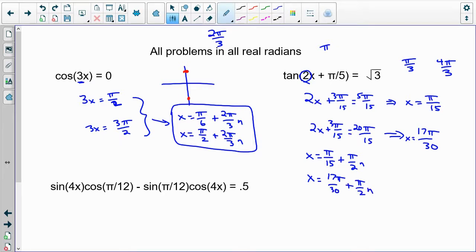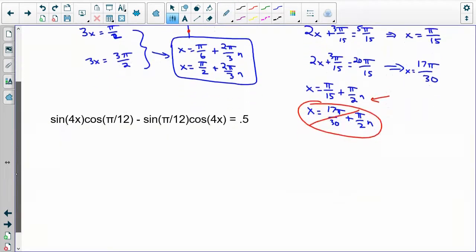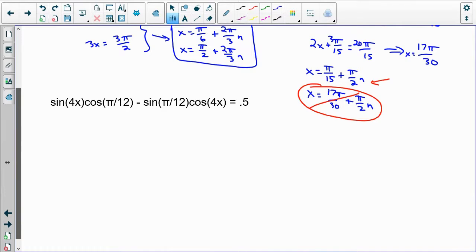Now, one thing to keep in mind is that this second one, just like in the first problem when we did this, the second one ends up being redundant. I don't need to write it, because if I added pi over 2 to pi over 15, I would end up with 17 pi over 30. So I don't really have to write it, but it's not egregious if you do. It's not like it's bad if you write a redundant answer.